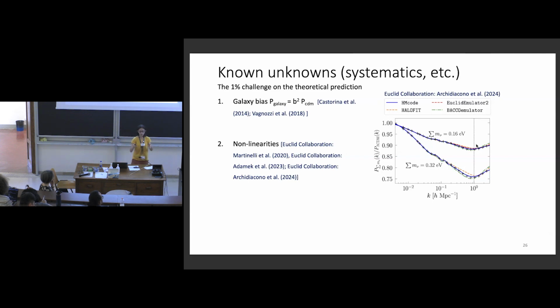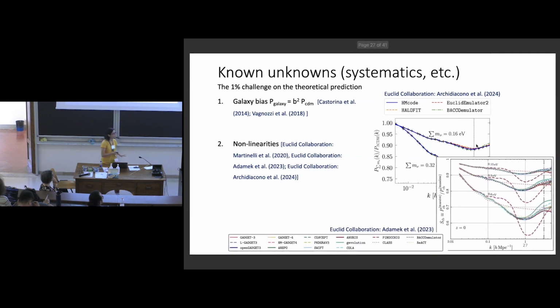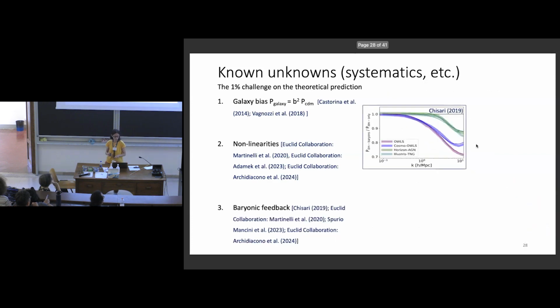So what we can do is to have a suite of few simulations and then use some emulators or some fitting formulas. But as you can see here, different fitting formulas and emulators do not agree among each other. And on top of that, different simulations do not agree among each other. So we still don't have this 1% accuracy on the theoretical modeling of nonlinearities.